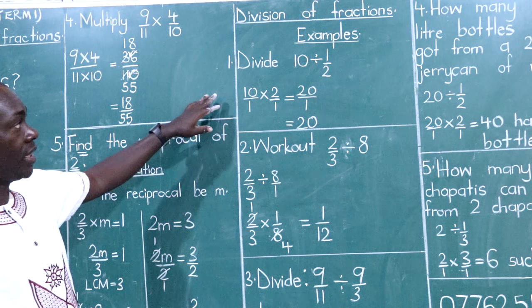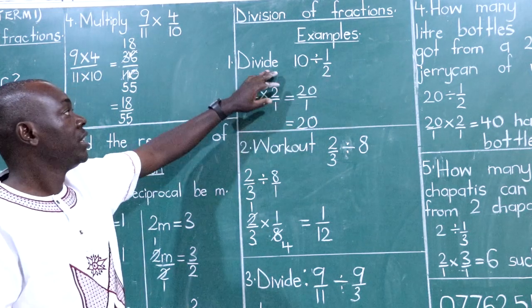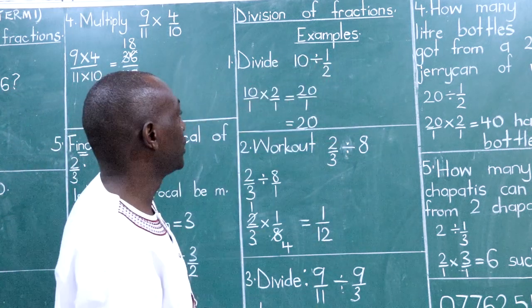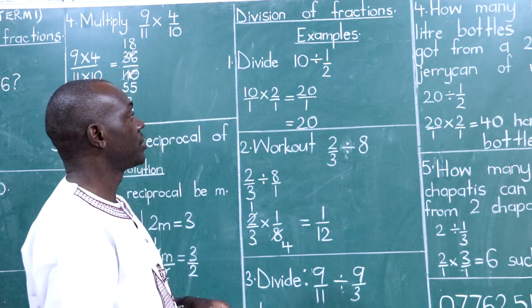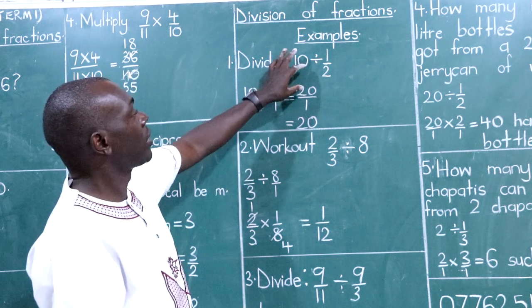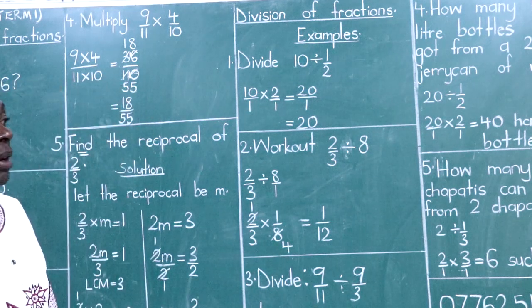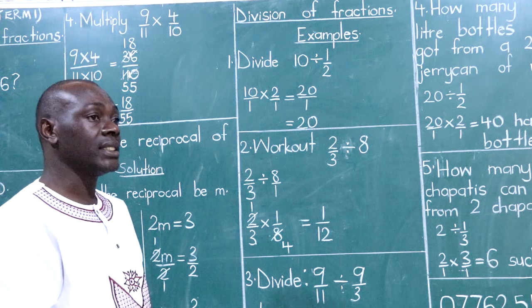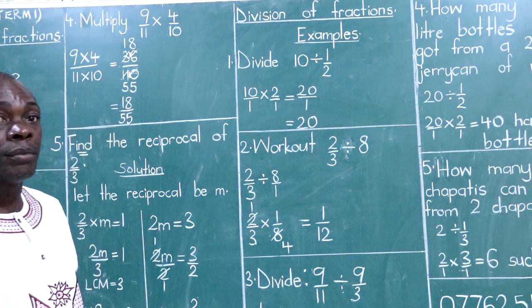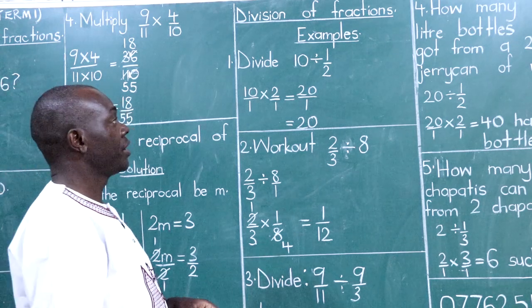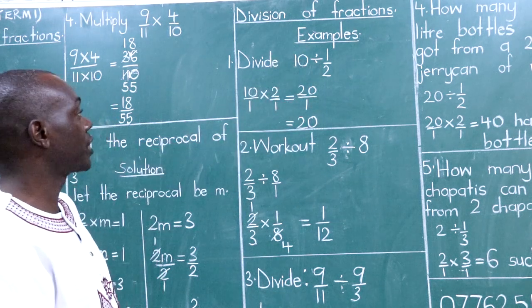The first example says divide 10 by a half. In division of fractions, we look at the idea of reciprocal. We've already learned about reciprocal. It means having the numerator become the denominator, and the denominator turns into the numerator. So that is the same idea we are going to use in division of fractions.